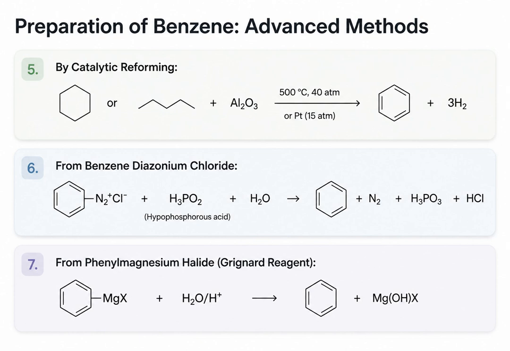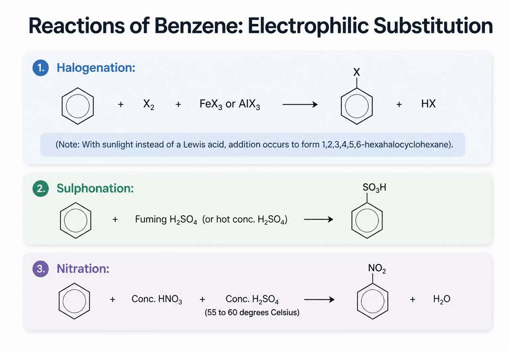Additionally, hydrolyzing a Grignard reagent, like phenylmagnesium halide, with dilute acid or simply water will yield benzene. Benzene is highly stable due to its delocalized pi electrons, so it primarily undergoes electrophilic substitution rather than addition. Reacting benzene with chlorine or bromine requires a Lewis acid catalyst like iron(III) halide to form halobenzene. Sulfonation is achieved using fuming sulfuric acid to form benzene sulfonic acid.